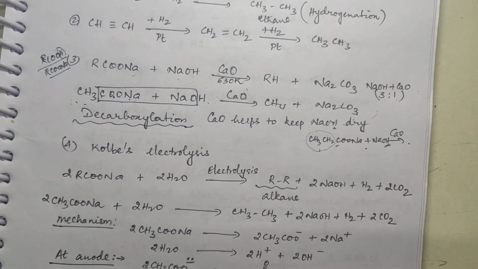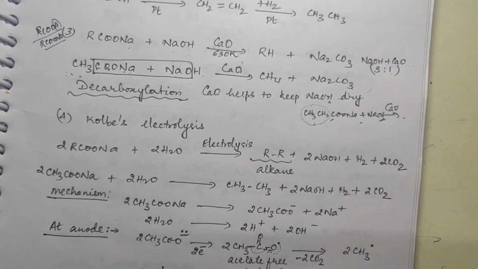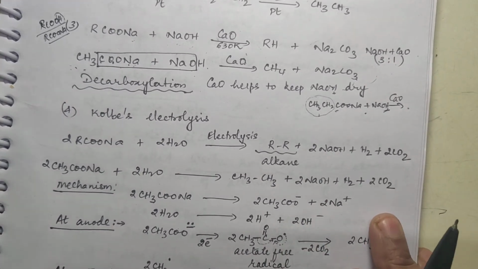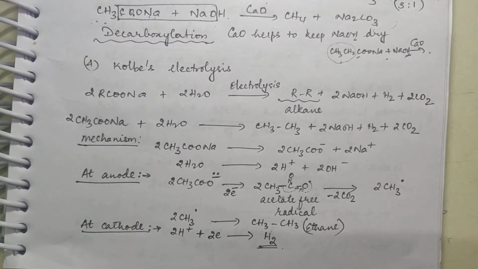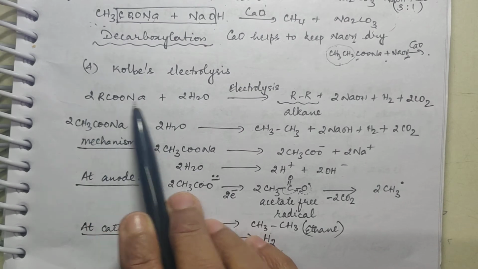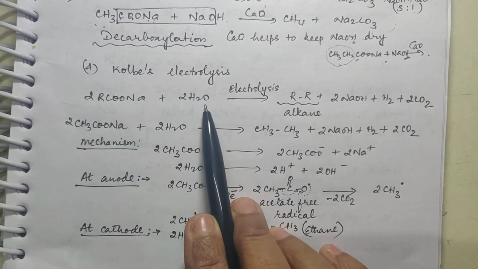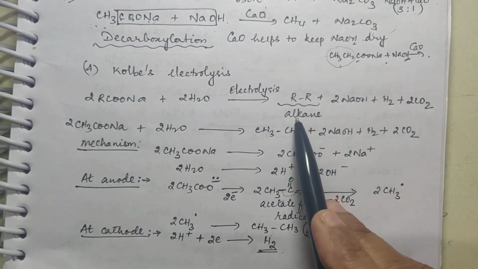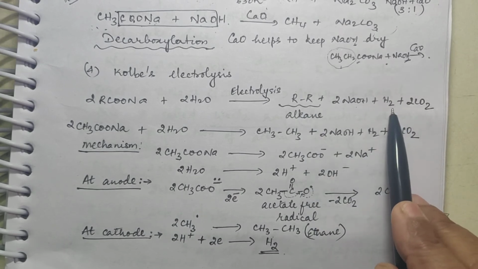Now the same decarboxylation can also be done in a different way. What is that? This is by Kolbe's electrolysis. Now in this Kolbe's electrolysis, what is happening? See, RCOONa, that is sodium salt of acid, is electrolyzed. You know, an aqueous solution is electrolyzed when the products formed are R-R, NaOH plus hydrogen plus CO2.